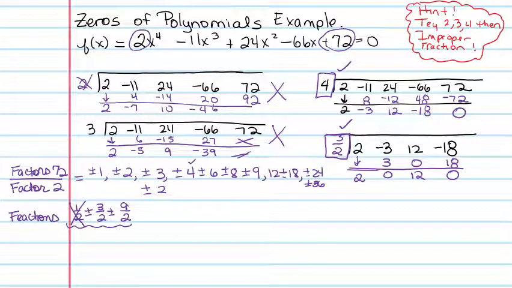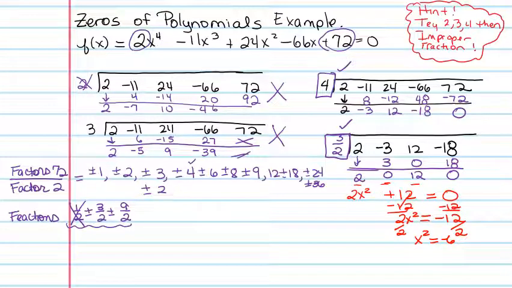Okay, so now what do we do? We take the numbers that we have here, and this is a quadratic, so this represents 2x squared plus 0x plus 12, and we need to set it equal to 0. So now I'm going to subtract 12 on both sides, and I'm going to get 2x squared equals negative 12. Then I'm going to divide both sides by 2, and I get x squared is negative 6.